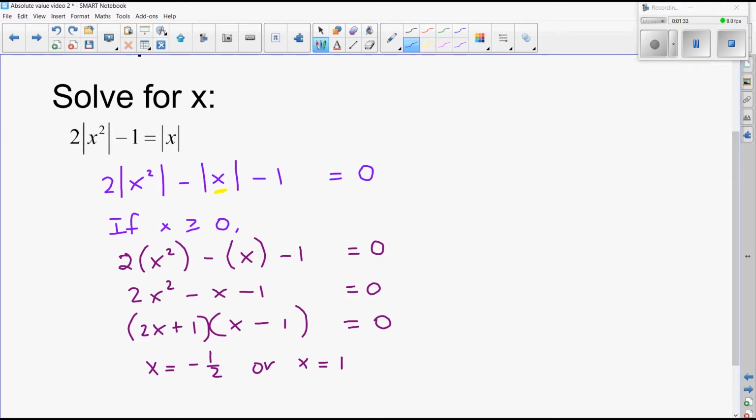So cast your eye to your restriction. Your restriction says you want all values of x for x greater than or equal to 0. So obviously x cannot equal negative a half. So the only solution here is x equals 1.